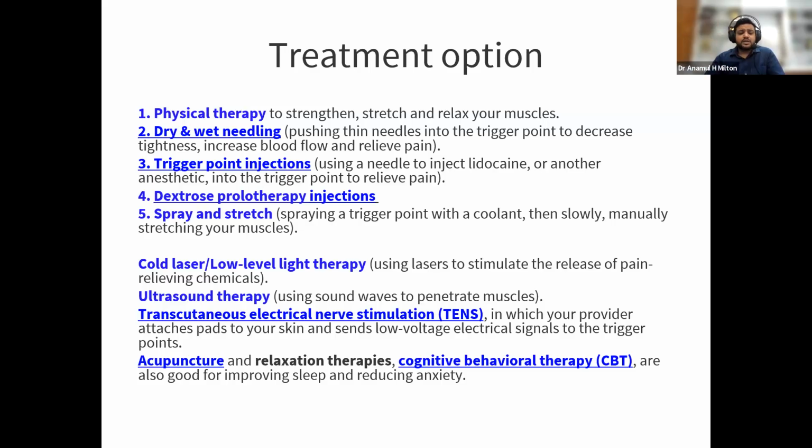We can also go for cool laser, like low level light therapy. This is actually used by physical medicine people. And we can also give ultrasound therapy. Sometimes we can use TENS, sometimes we can give acupuncture, and sometimes we need to do CBT if pain is for a long period. So there is some central reorganization and mental coping. So sometimes CBT is very important.